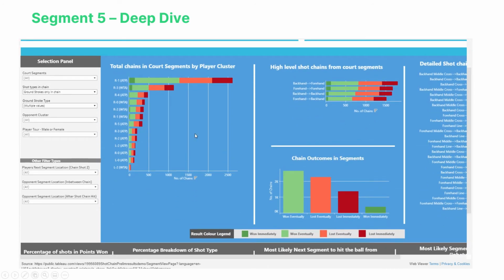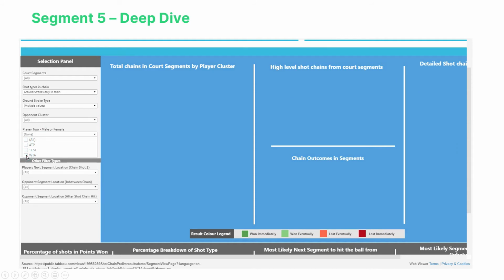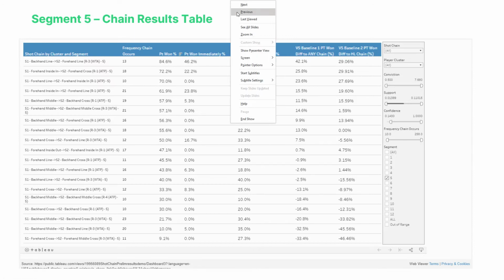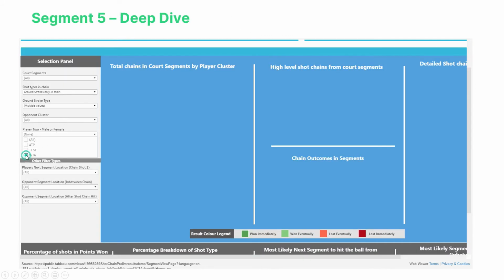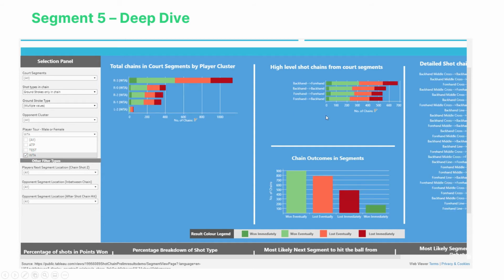So another thing that I was always looking at whilst unpicking the results was the differences between the men's and women's game. So if I select the WTA, and have a look at the high level shot chains, I'll select segment 5 again.